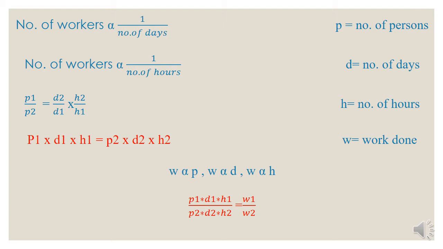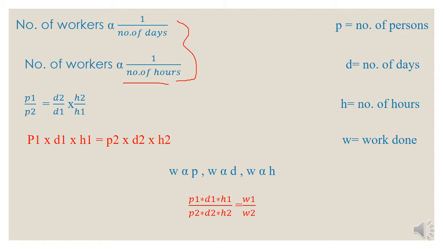Here P is equal to number of persons, D is number of days, H is number of hours, W is work done. As we know, to complete a work, if the number of workers increases, then the number of days to complete the work will decrease. So number of workers is inversely proportional to number of days. In a similar way, number of workers is inversely proportional to number of hours. From these two, we can conclude that P1 by P2 is equal to D2 by D1 into H2 by H1, as they are inversely proportional.